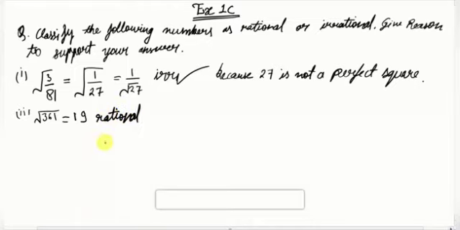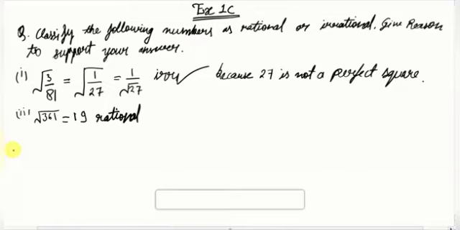As we have discussed in our previous videos, the square root of a perfect square and the cube root of a perfect cube will always be a rational number, but the square root of a non-perfect square and the cube root of a non-perfect cube will always be an irrational number. This is a very important result in classifying any number, whether it is rational or irrational.